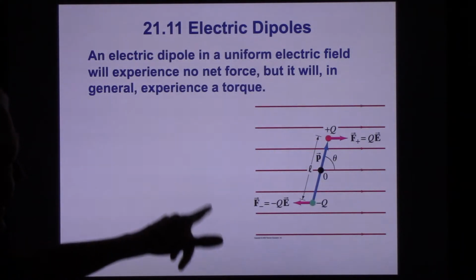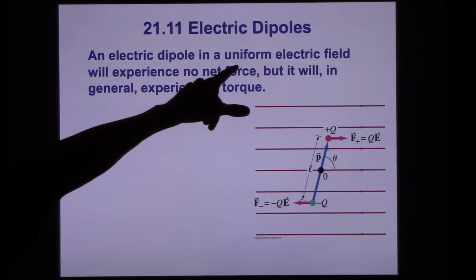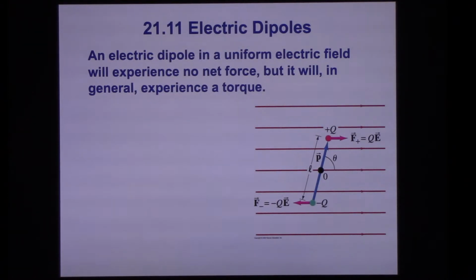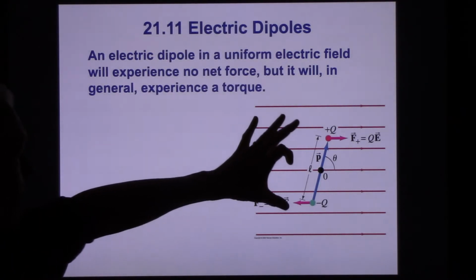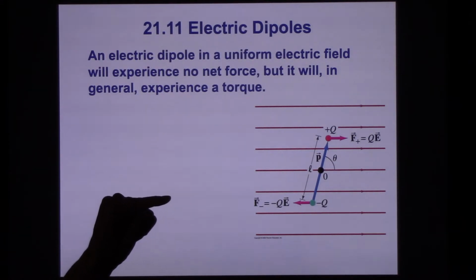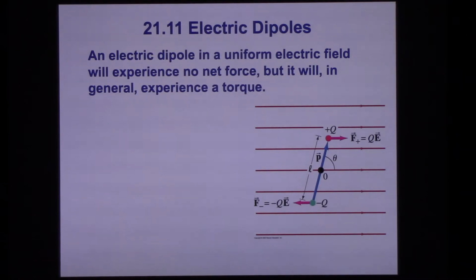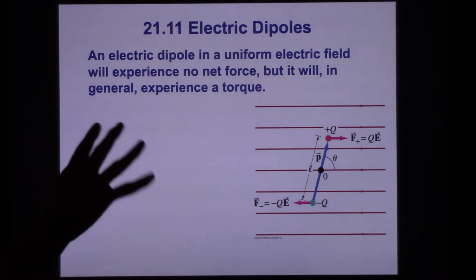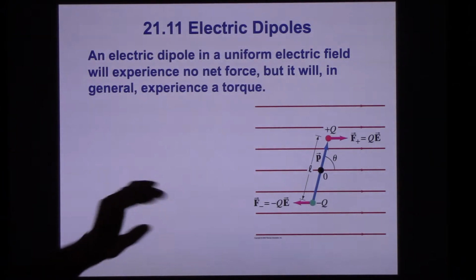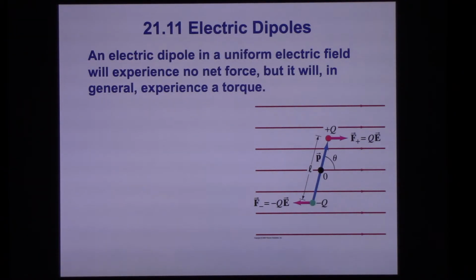That says that if we look at the net force of a dipole in a uniform electric field, we'll come back and ask what happens if the E field is not uniform. But in a uniform electric field, the dipole will experience zero net force. It's getting pulled forward, equally pulled back, so there's no net force. Now, even though there's no force, there's a torque. So a dipole, depending on how it's oriented, will experience a torque tending to rotate it so that the dipole orients itself with the electric field.